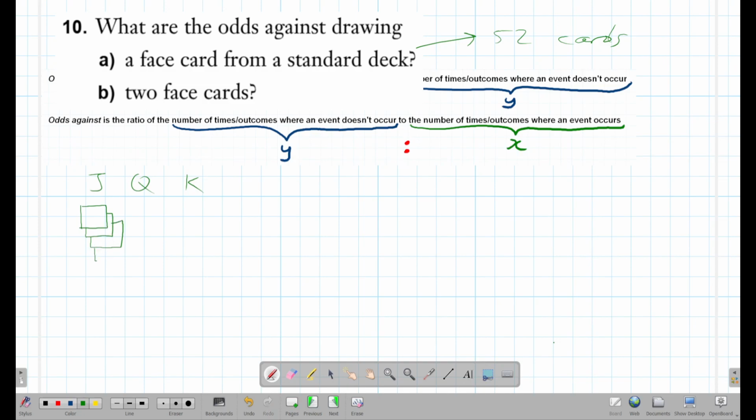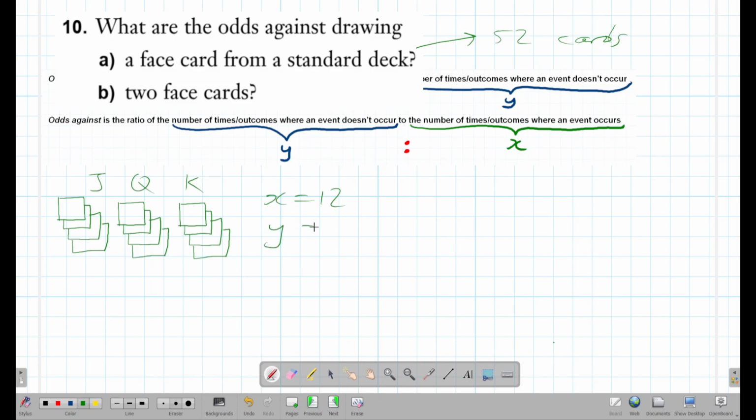So for example, the Jack, we have 4, and specifically they are the Jack of hearts, diamonds, spades, and clubs. And it's the same story for the Queen, and also the same story for the King. So we have 4 times 3 face cards out of the 52 card deck, for a total of 12 cards. So our X is going to be 12, because there are 12 ways of drawing those face cards. And then our Y is going to be how many outcomes there are when you don't draw the face cards.